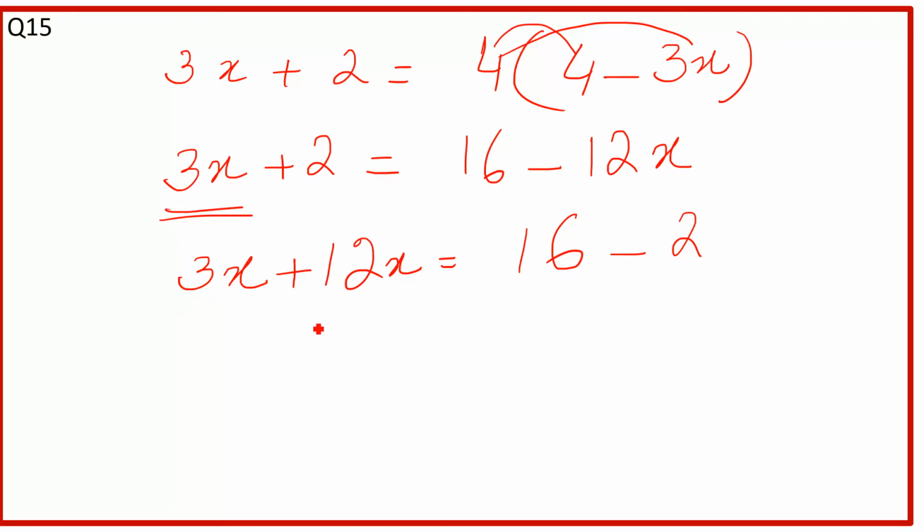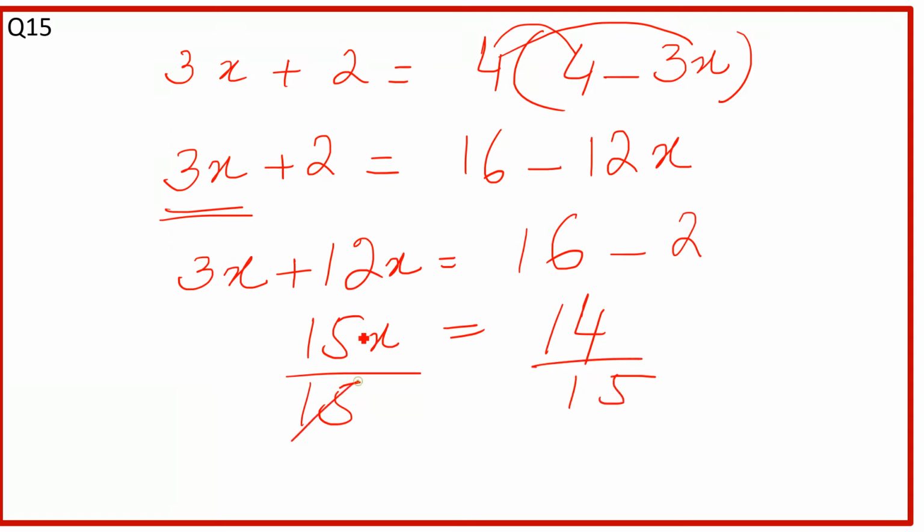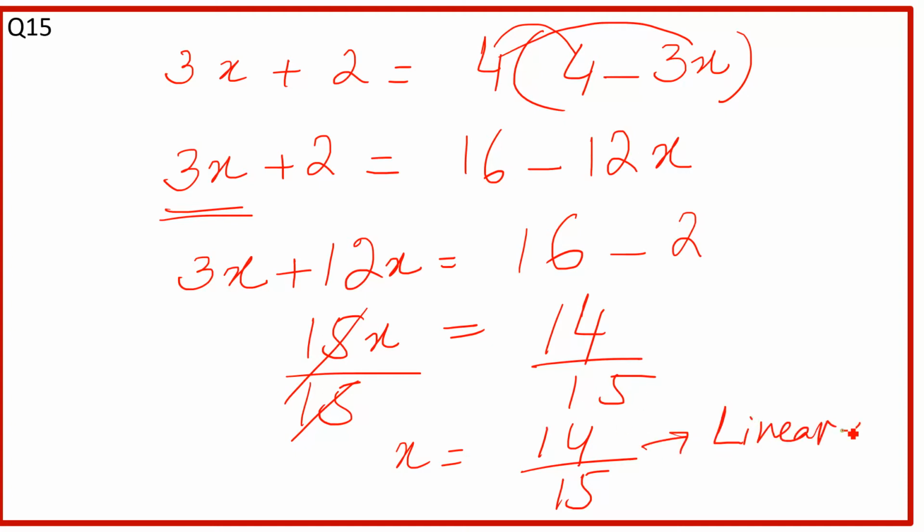So 3x plus 12x is equal to 15x, and here 16 minus 2, which is equal to 14. So we want only x, we do not want anything else, right? So you have to divide by 15 here and by 15 here, same thing. This will cancel each other. x is equal to 14 over 15. So see, we have calculated that x is equal to 14 over 15. It means again this equation is a linear equation.